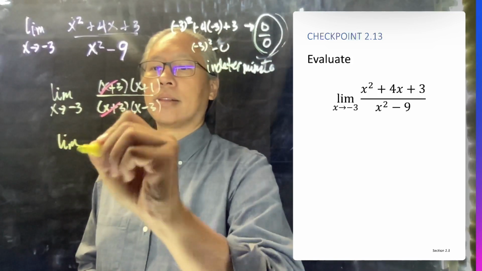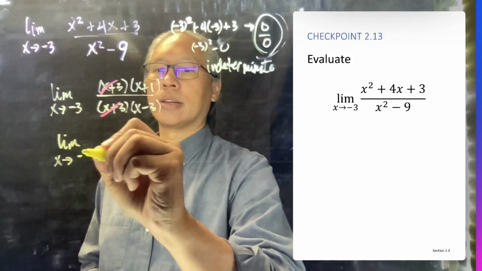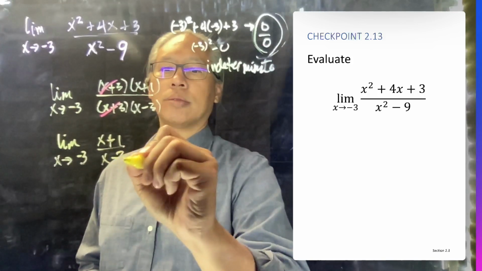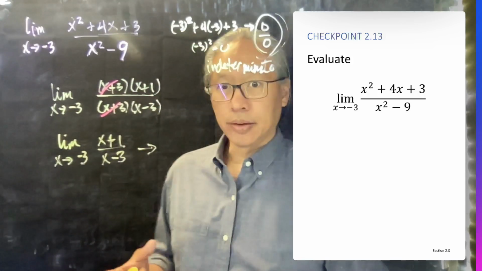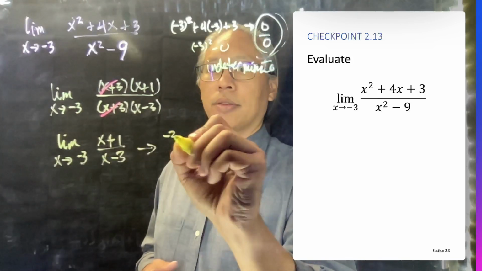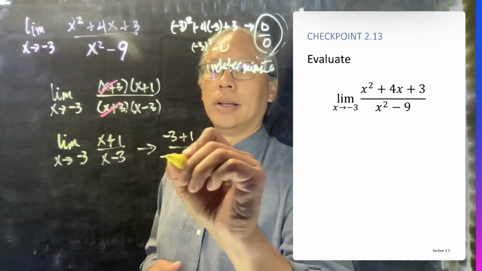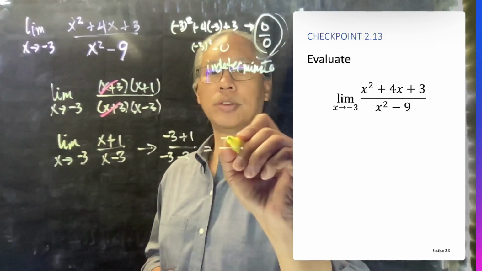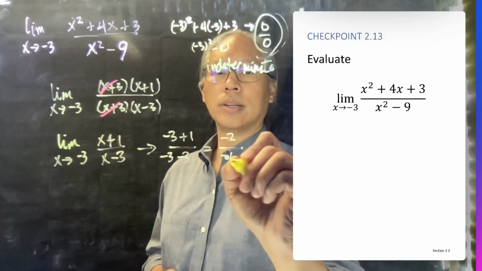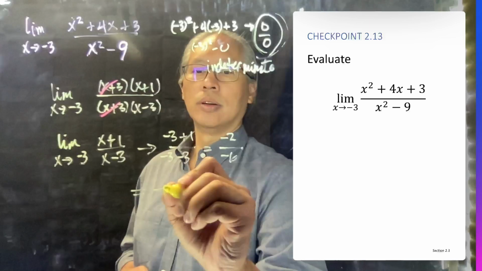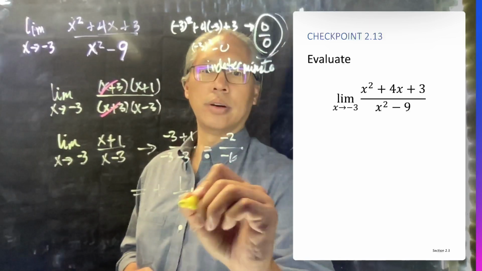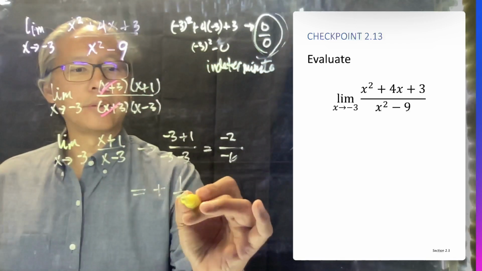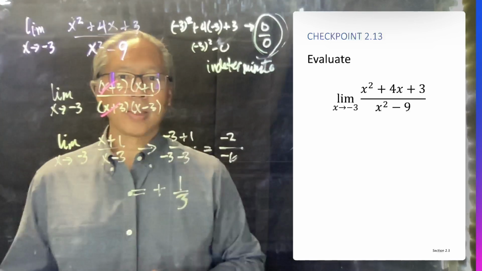So now that they both cancel, we're really just looking for the limit as x approaches -3 of (x plus 1) divided by (x minus 3). And let's go ahead and put in -3. -3 plus 1 divided by -3 minus 3. So we're going to get -2 for this one and -6. So that's going to be a positive 1/3. And I think that should be your final result. Okay, I hope that helps.